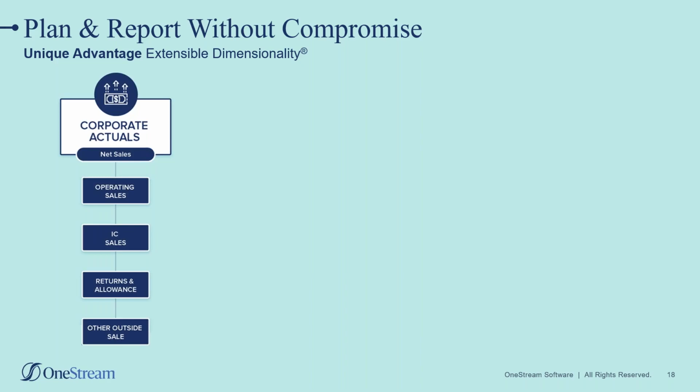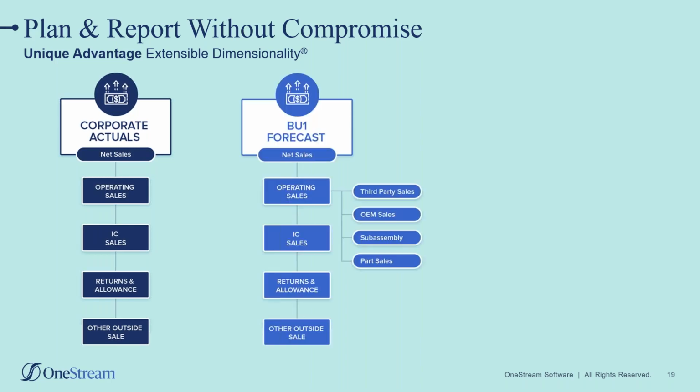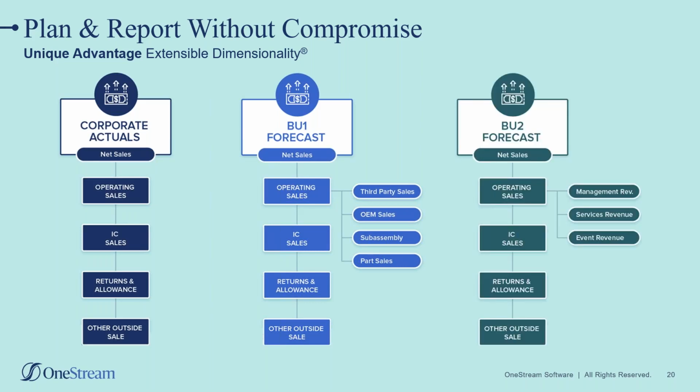So in this very simple example, we have corporate reporting net sales, and under net sales, they need to see operating sales, intercompany returns and allowances, and other outside sales. Now, reporting up to corporate is a business unit that's responsible for manufacturing. Manufacturing needs to see the same structure, but they need an additional layer of details under operating sales. They need to see third-party sales, OEM sales, sub-assembly, and part sales. Business unit 2 is a services division who, under operating sales, need a totally different set of accounts: management revenue, services revenue, and event revenue.